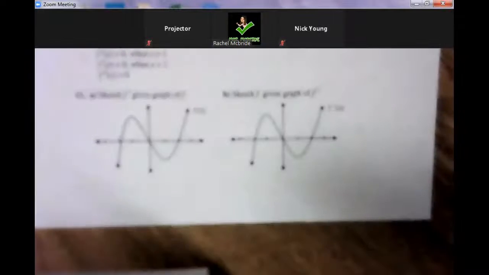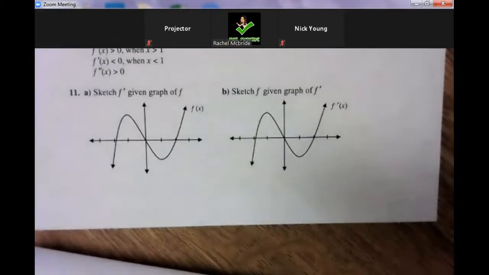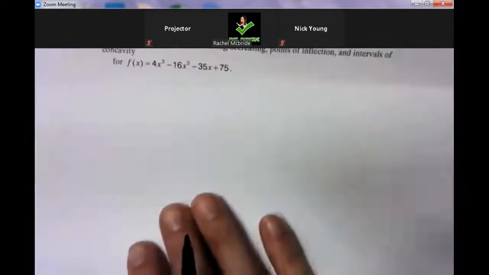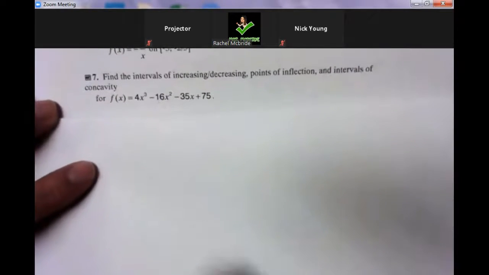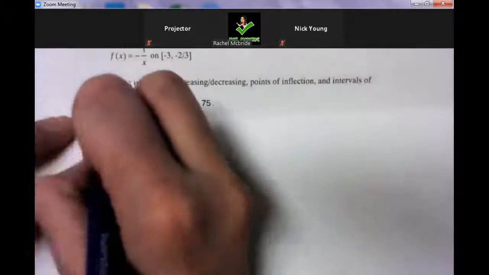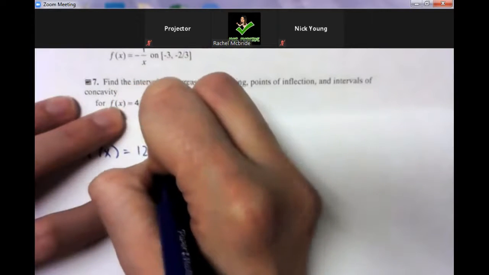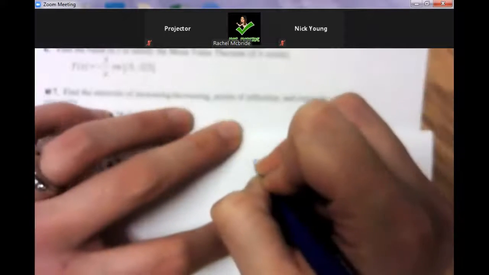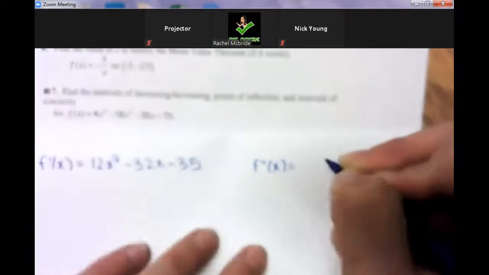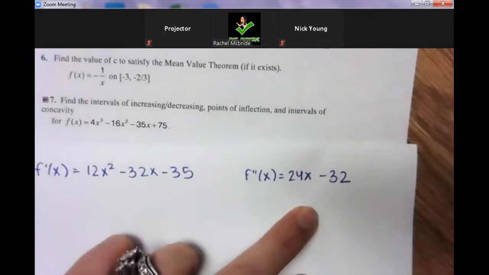Okay, in chapter 4, we also talked about increasing and decreasing. So that's where we had our big table of values. So you would find f prime of x. You would find f double prime of x. You would find your zeros of the derivatives.